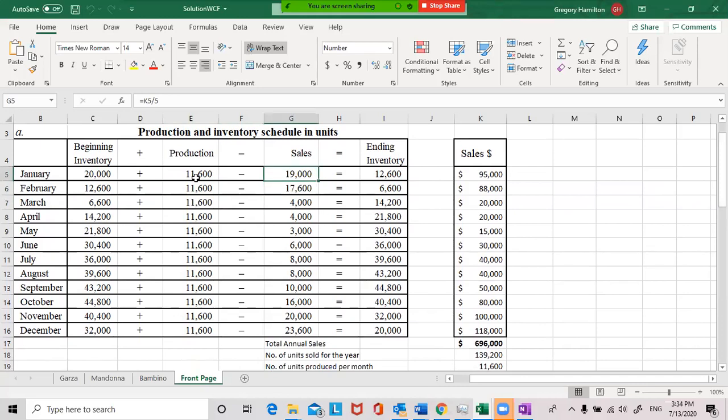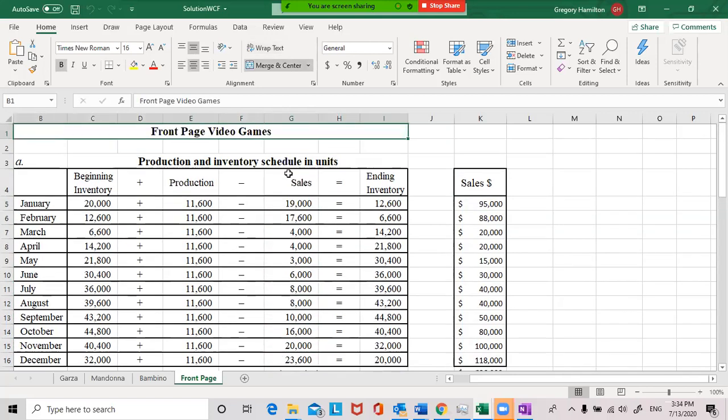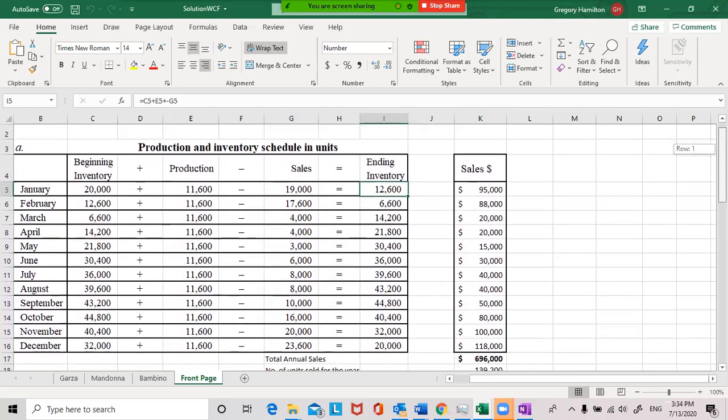We determine sales by taking the sales in dollars and dividing that by the price. The price was $5, so we divide the $95 by five to give us 19. That's how we determine the number of units sold. From that, we can then find our ending inventory for each month. So that's the first part, which is A.